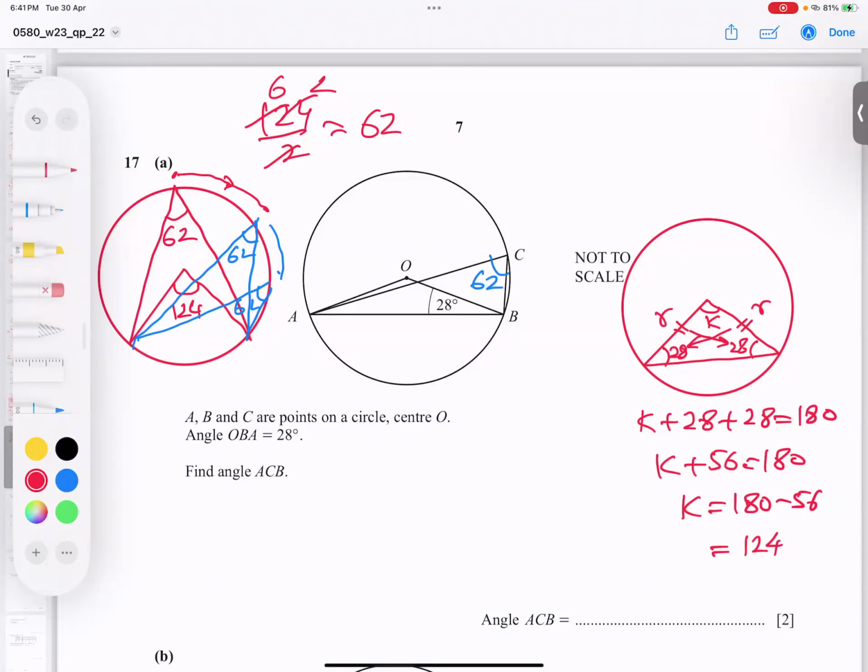And how to show this for 2 marks? 1 mark for showing this, and for the second mark you can say angle ACB is equal to 124. So this much working is enough to show this answer.